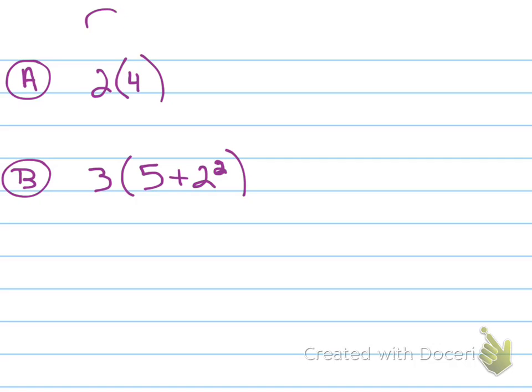Well, can I simplify 4? Can I simplify that? No, I can't simplify it. All I'm doing here is just multiplying. But in the second option, I have 3 times, well, I can simplify 5 plus 2 squared. What's 2 squared? 4. 5 plus 4 is 9. So I needed to simplify what was in my parentheses before I multiplied it by 3. Do you see the difference? So if what's in parentheses can be simplified, I have to do that before I do anything else. Does that make sense, guys? That's the difference between that and just parentheses around a number.